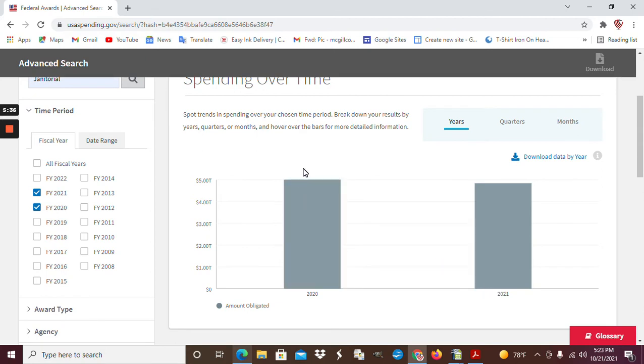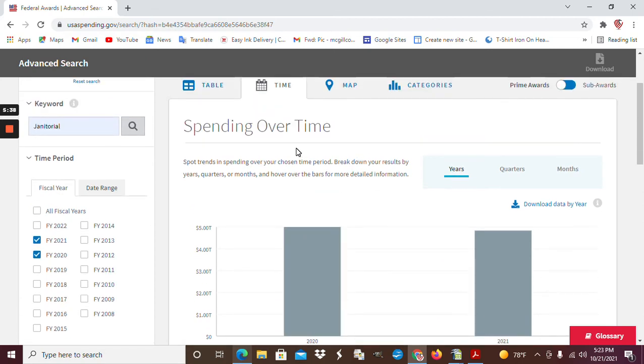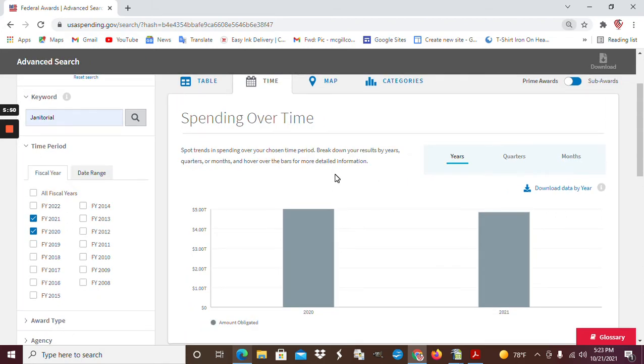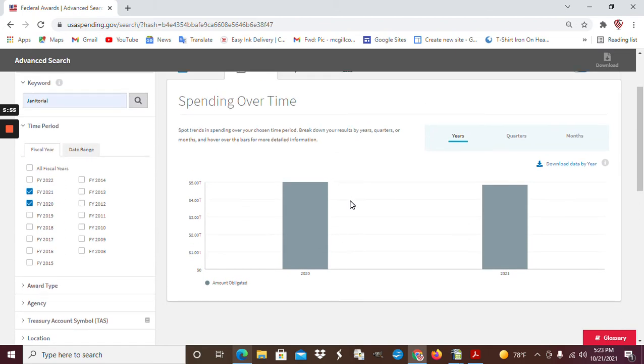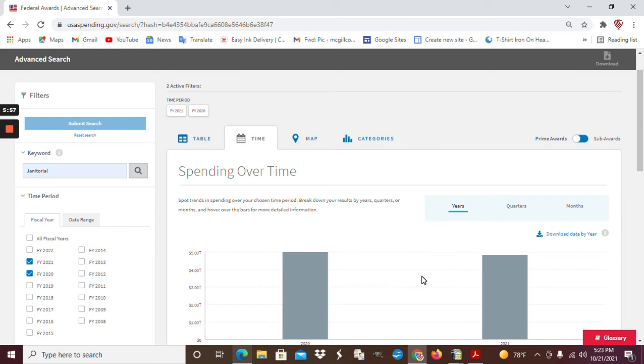This chart, let me see if I can scroll out. No, I can't scroll out. But this spending over time lets you spot trends in the spending over a chosen period of time. It gives you a breakdown of the results, whether by years, quarters, months, or whatever.